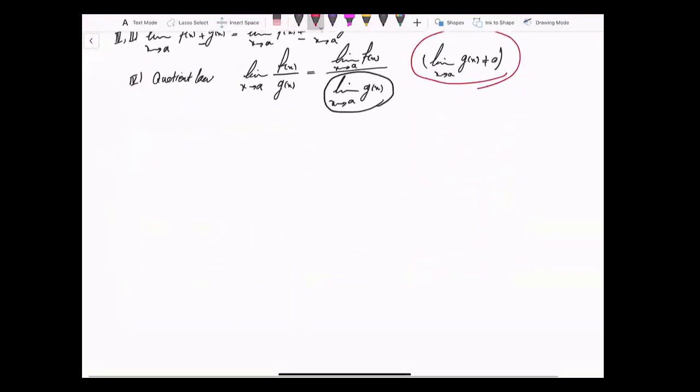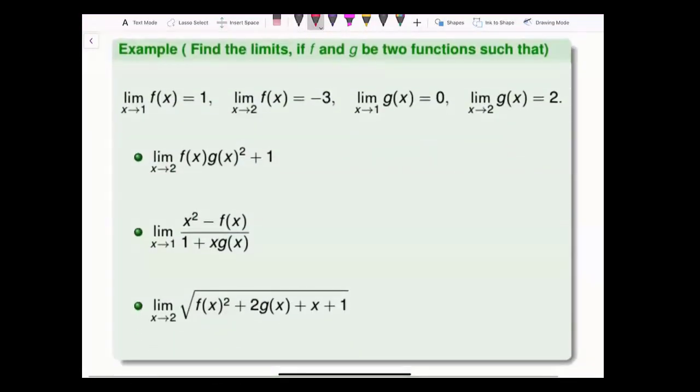Okay, having all these things said, let's start doing some examples. I have two functions, f and g. I don't know what these functions are. The only thing I know is the limits of these functions as x approaches 2 or x approaches 1. The question is, what are the given limits? Here, I have sums of two limits. First this one and this one. So the limit of f of x times g of x squared as x approaches 2, plus the limit of 1 as x approaches 2.